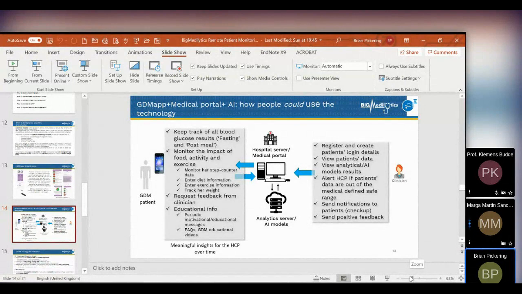So in the end, it was considered not a medical device, but a supporting mechanism to the standard GDM care. And it actually works very well, and it was well received by both the patients and the clinicians, the way it is working right now.